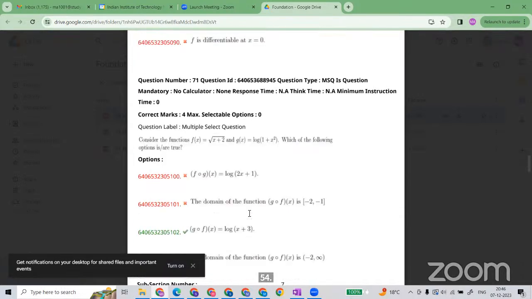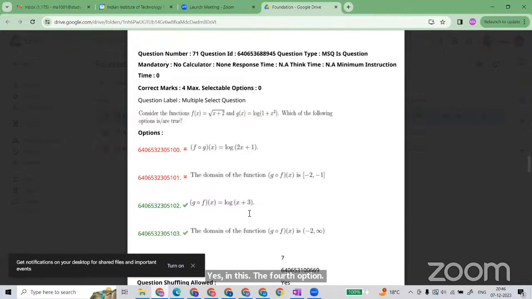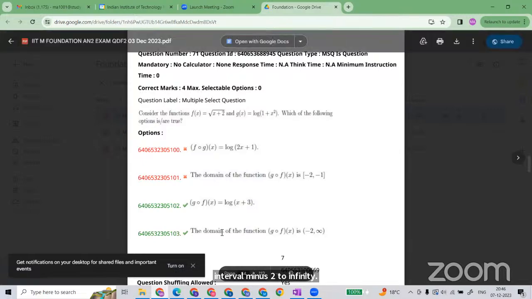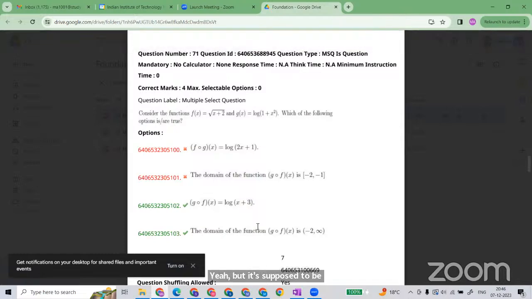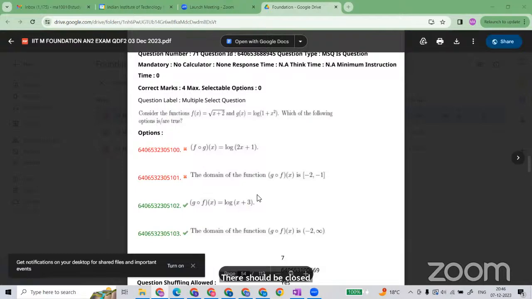Yes, sir. In this, the fourth option, the domain of the function g of f of x is supposed to be the closed interval -2 to infinity. But given it was not a closed interval, I didn't mark it. Are all of you getting the same, or should it be closed or open? Sir, it should be closed at -2.